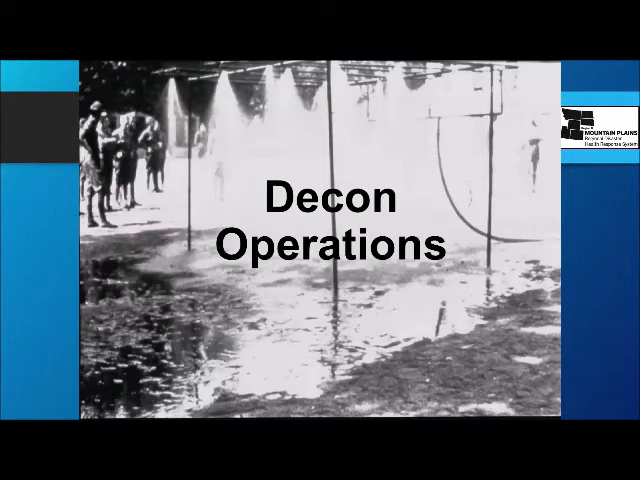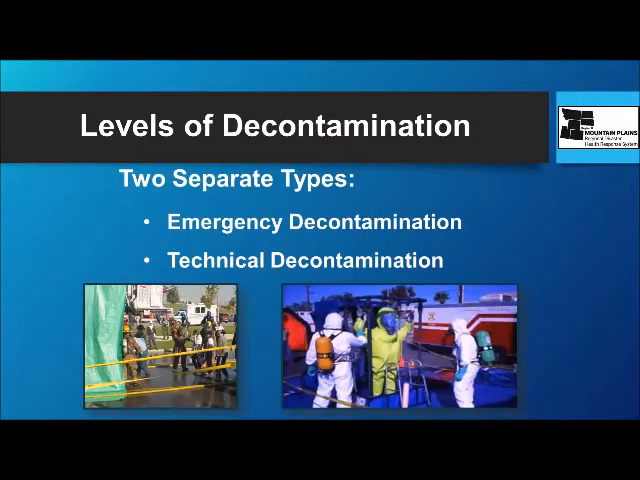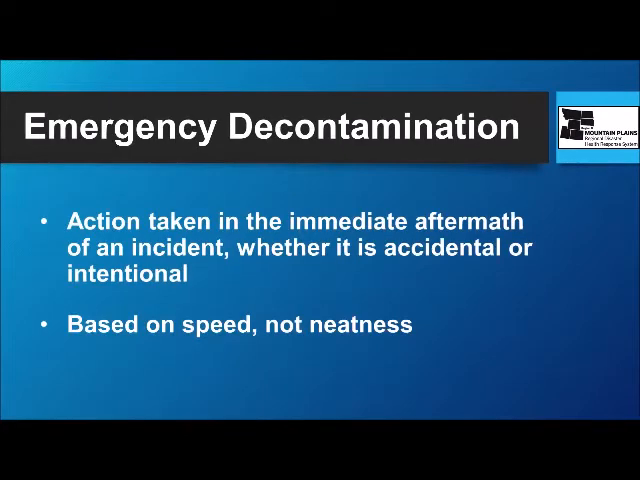Well, let's talk about decontamination operations. First off, there are 2 types of decon: emergency decon and technical decon. Technical decon is the decon that is performed to deal with contaminated supplies and equipment. We're not going to really focus on that in this presentation. We're going to focus on emergency decontamination. Emergency decon are the actions that you take in order to deal with patients or victims, and it's based on speed of process and not neatness.